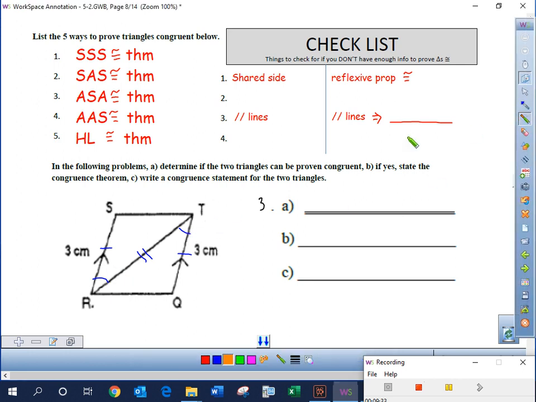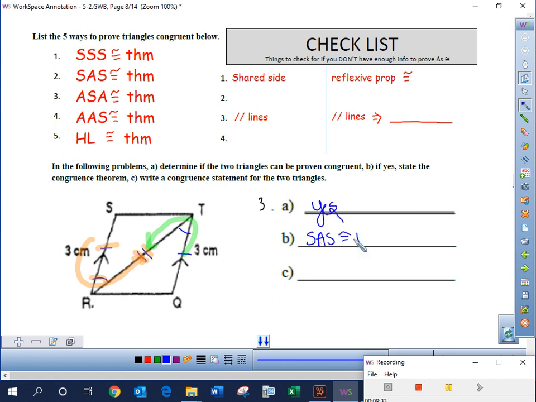So check it out. Now we have to see if we have enough info to prove these two triangles congruent. Don't we have a side, then an angle, then a side in this situation? And don't we do the same thing here? We go side, angle, side. So yes, we do. We do have enough information by the side, angle, side congruence theorem.